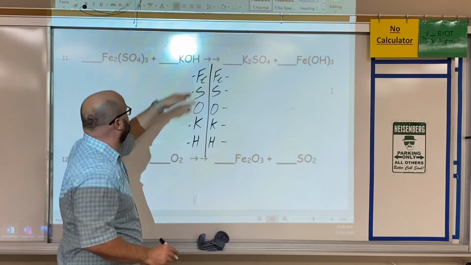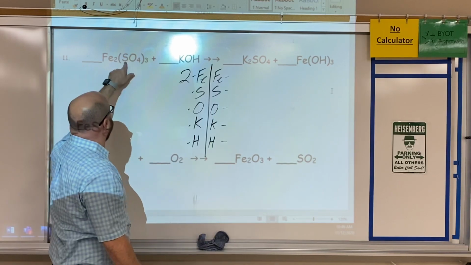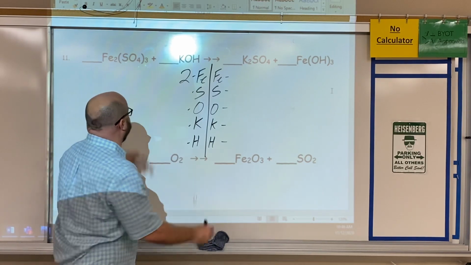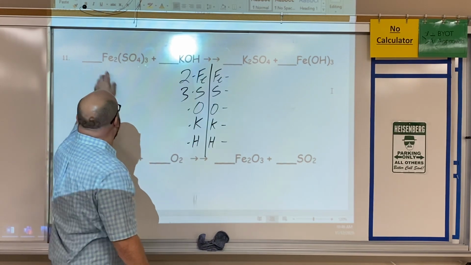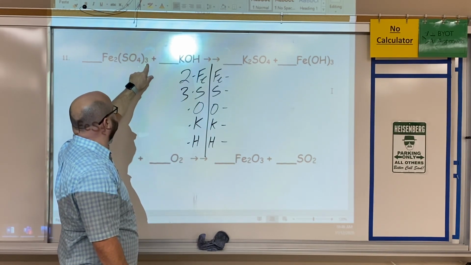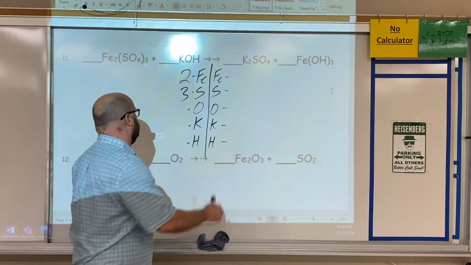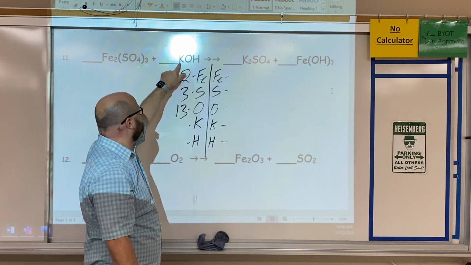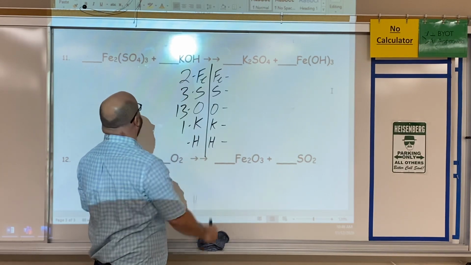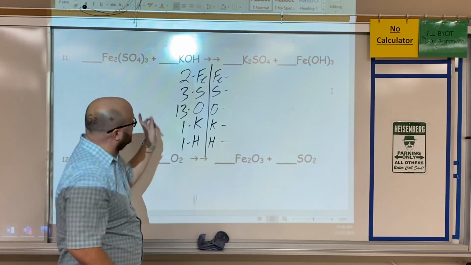Fe2, nothing in that one, 2. Sulfur, S times 3 is 3. No sulfur here. Oxygen, 4 times 3 is 12. And then we have 1 there is 13. Potassium, just 1. Hydrogen, just 1. Other side.